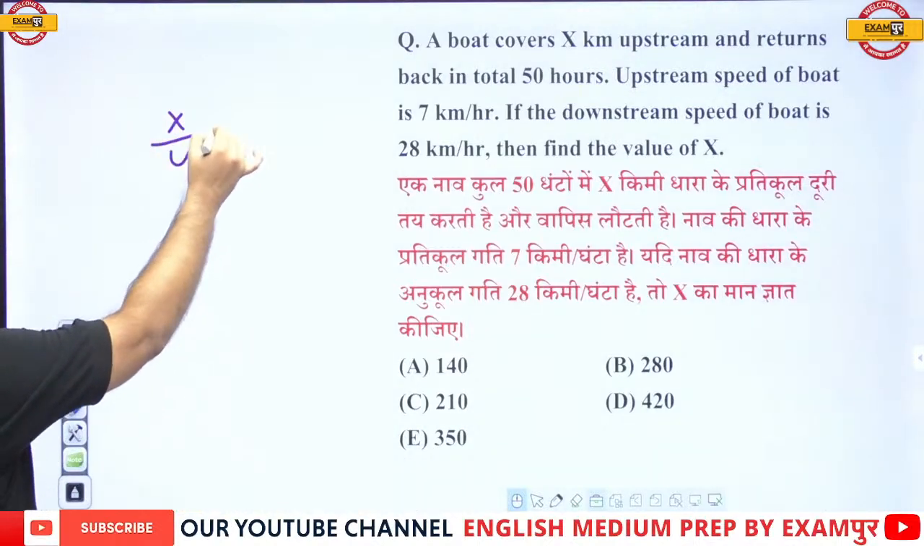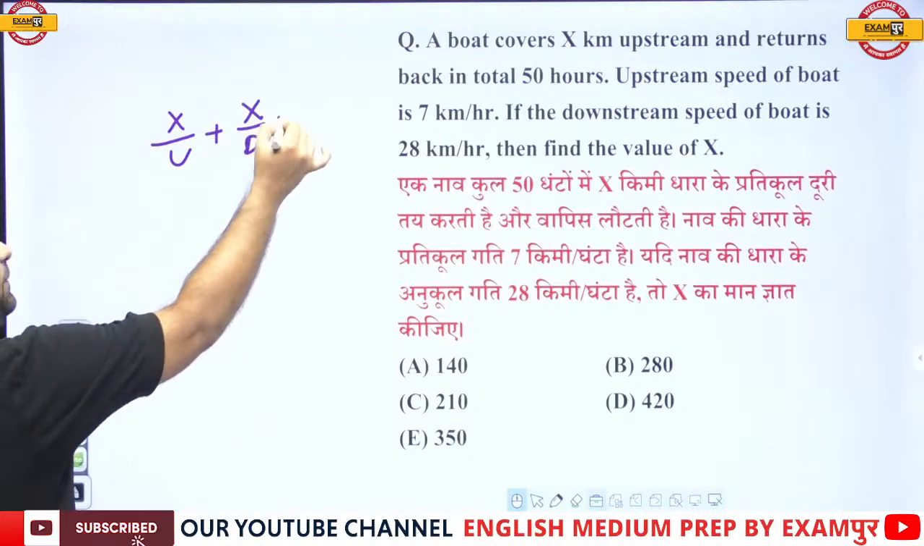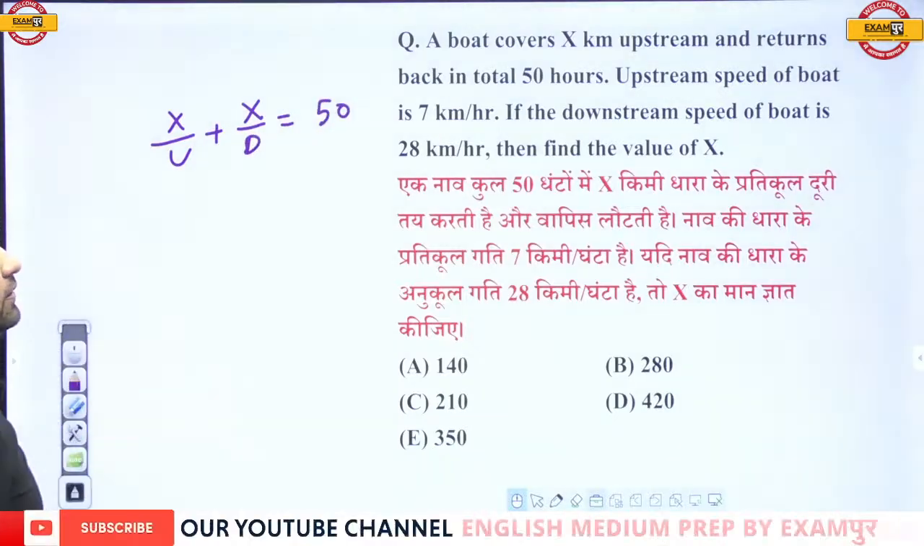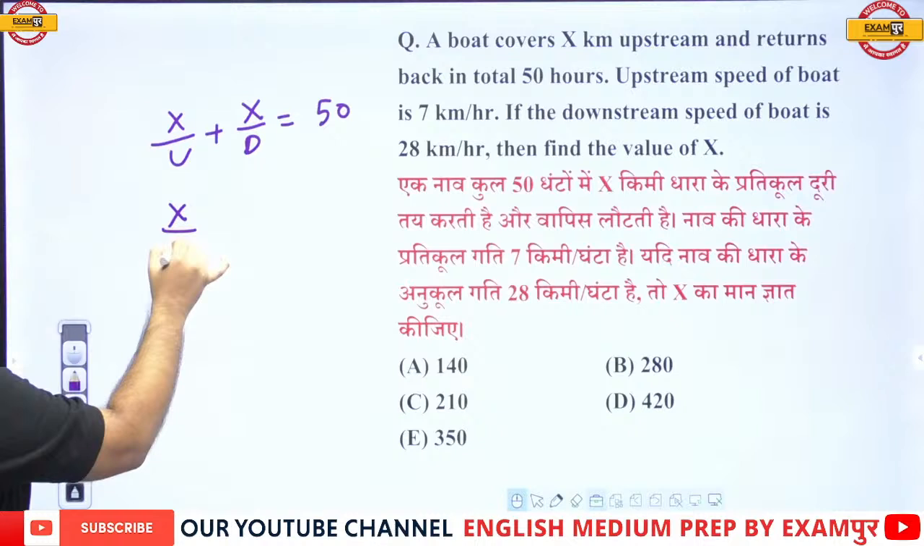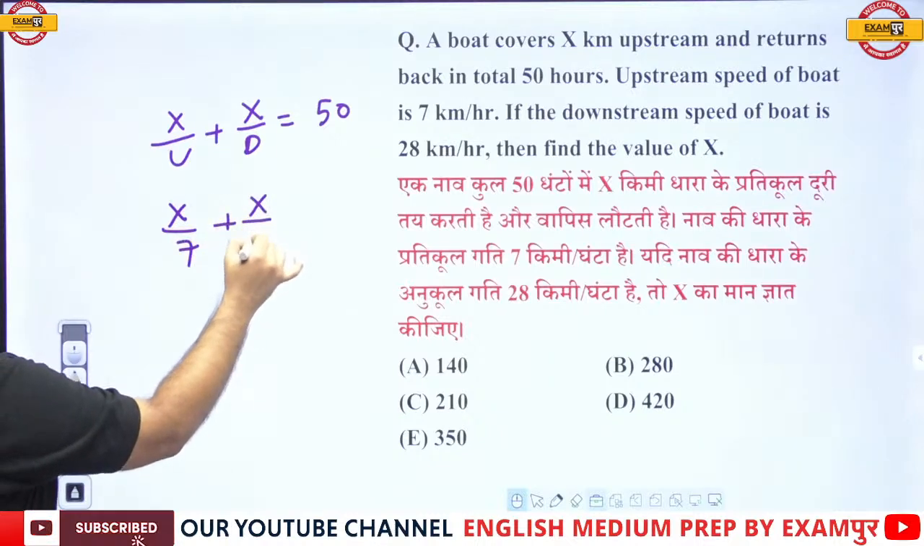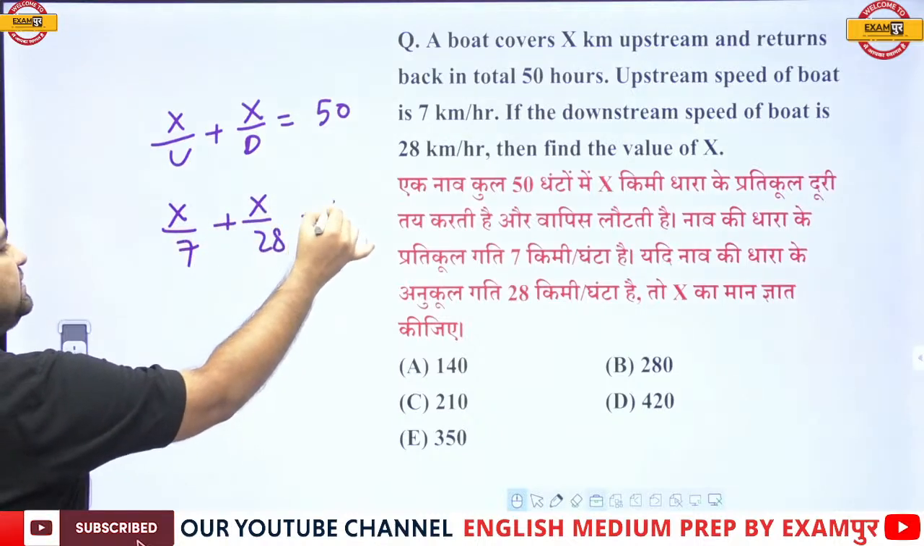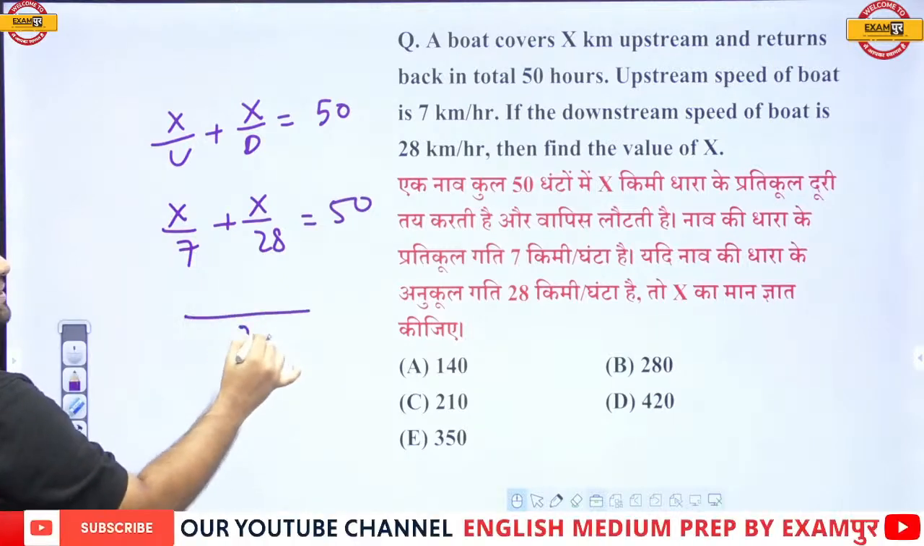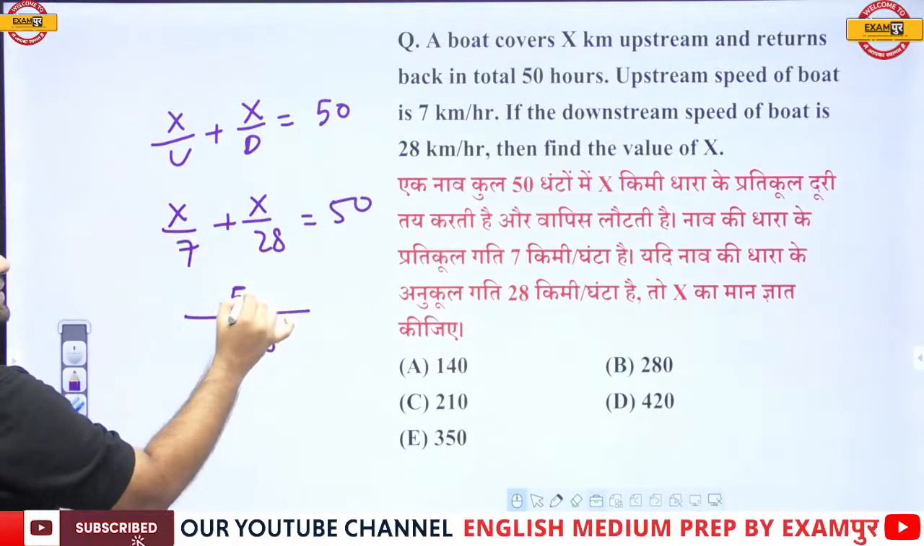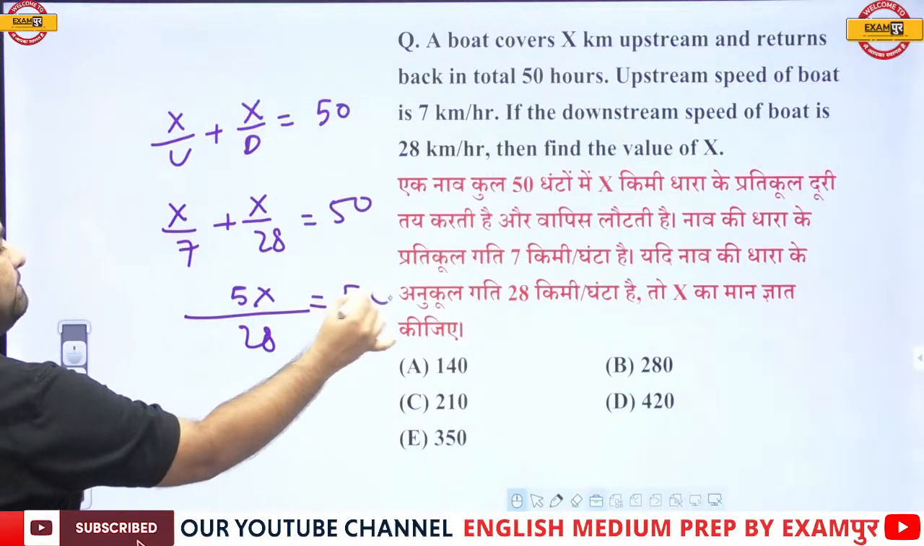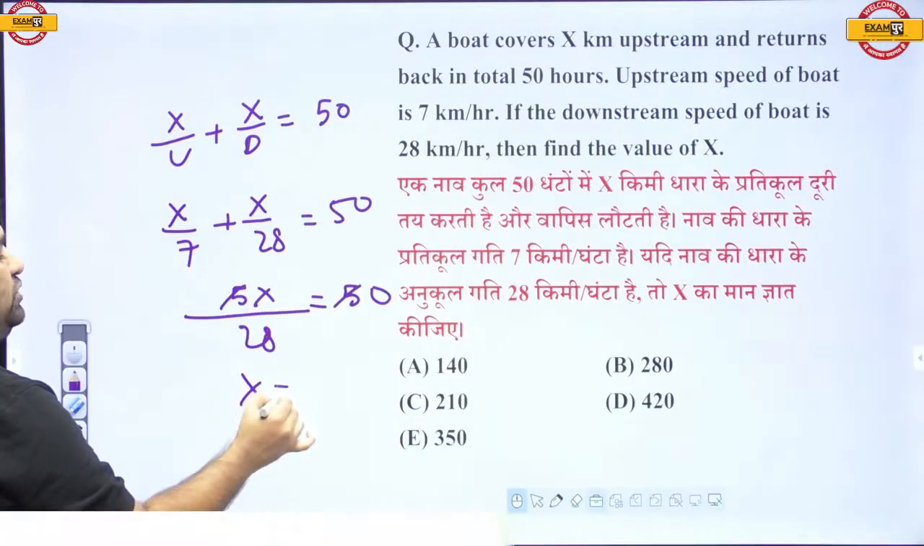X kilometers upstream plus x kilometers downstream in total 50 hours. Upstream speed is known as 7, downstream speed is known as 28. Take the LCM 28, 4x plus x, 5x is equal to 50. X comes out to be 280.